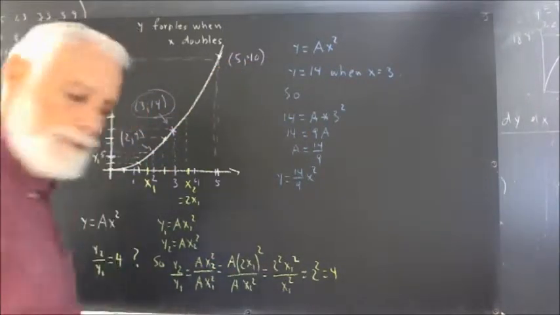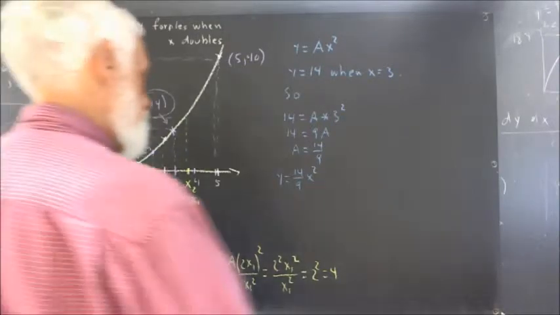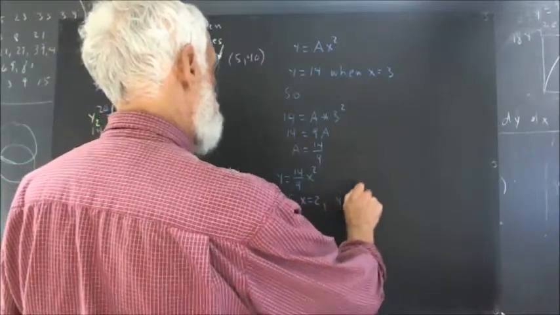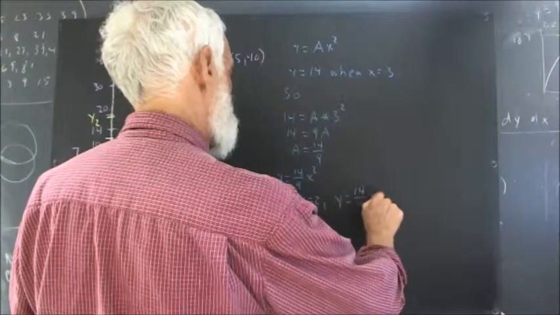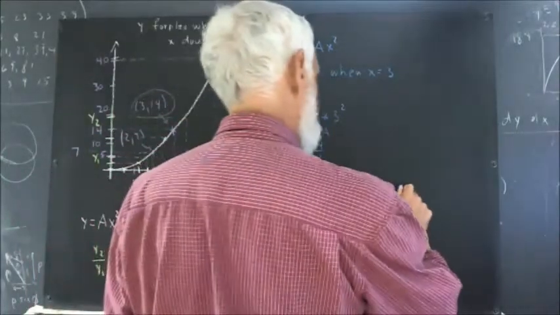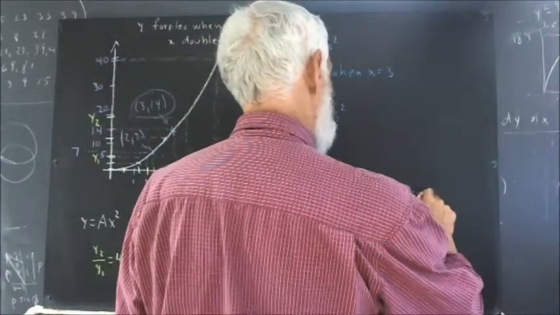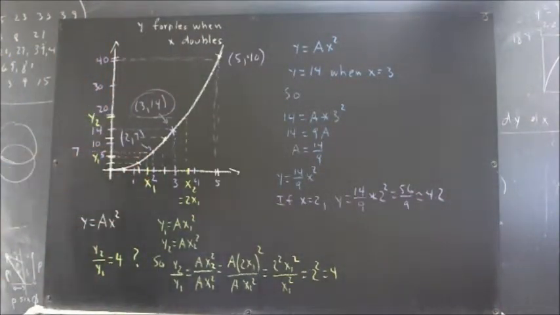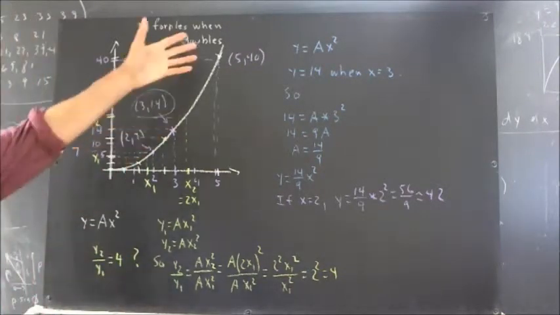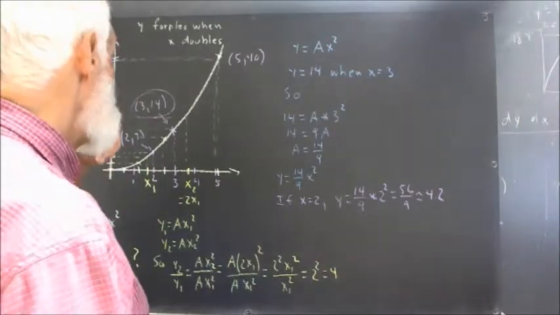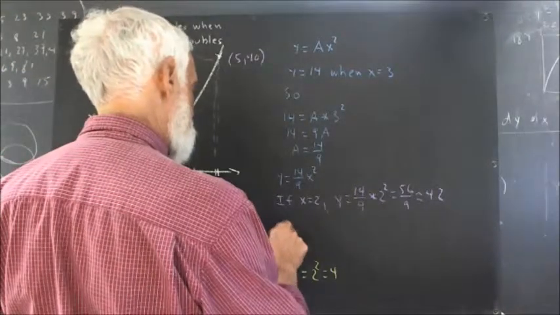If x is 2, then y is going to be 14 ninths times 2 squared. 2 squared is 4. 4 times 14 is 56. That'd be 56 ninths. That's about 4.2. Well, we didn't do that great, did we? Okay, we estimated 7 from the graph. Okay, well, we're not going to be able to do a freehand graph and get really accurate estimates. But let's see now what we get if x equals 5. See if we do any better.